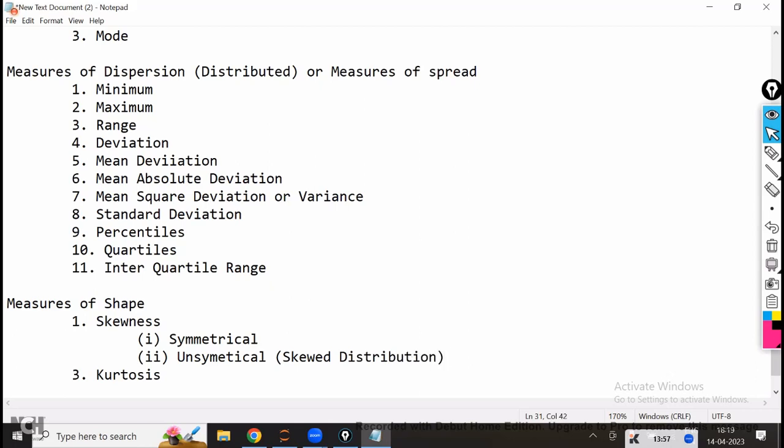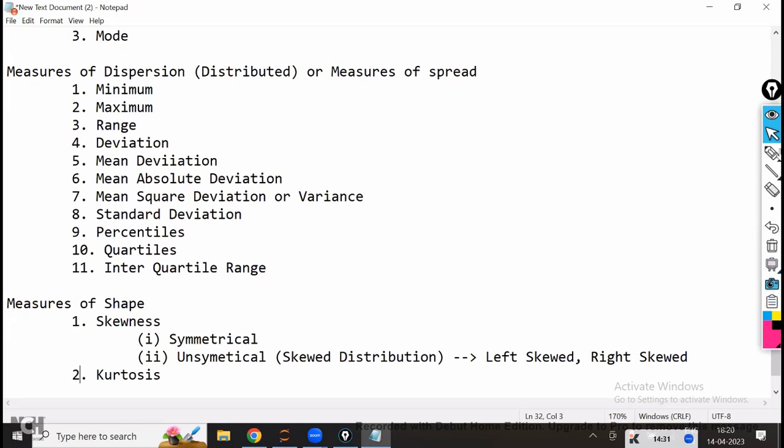And this skewed distribution is again of two types: one is left skewed, one is right skewed. Within the skewed distribution there are again subparts. And kurtosis says whether the data is mesokurtic, leptokurtic, or platykurtic, so different types of kurtosis. Kurtosis tells about the height. Kurtosis does not have that much importance, whereas the remaining ones have a lot of importance.